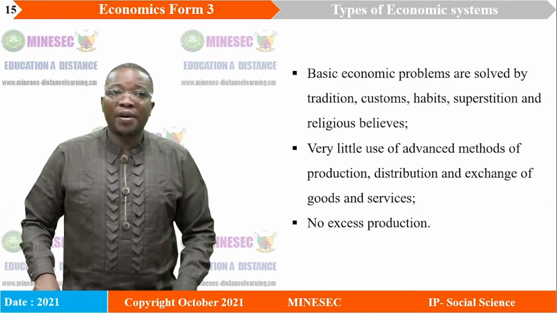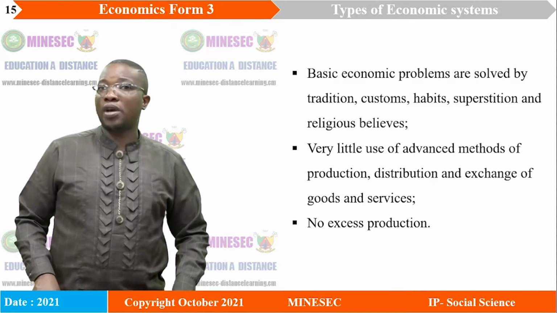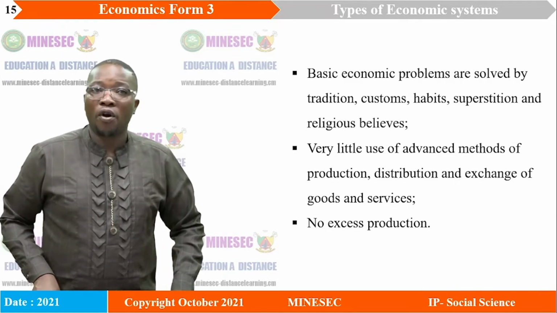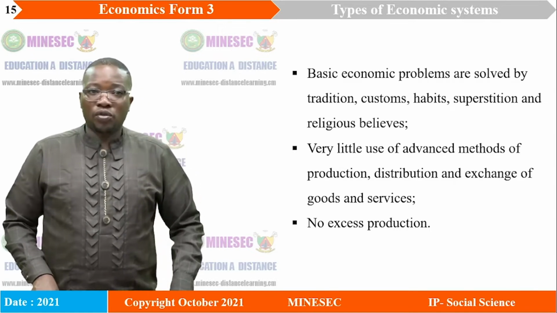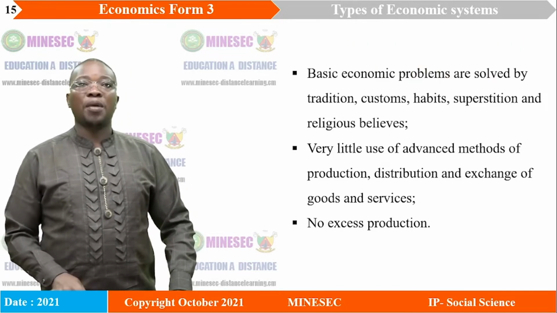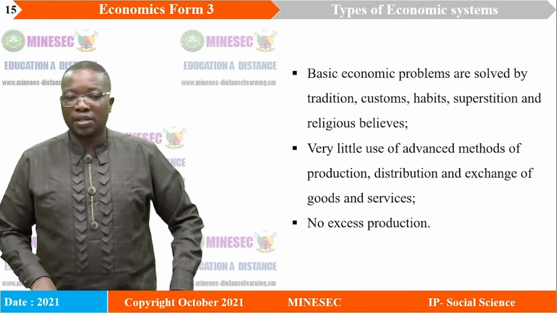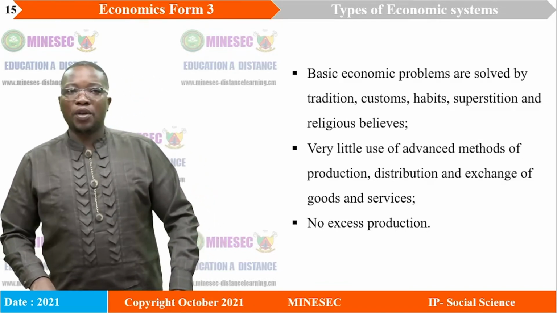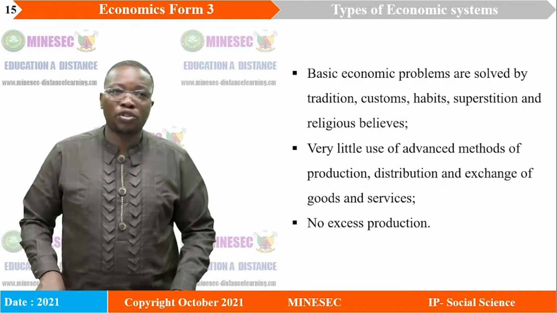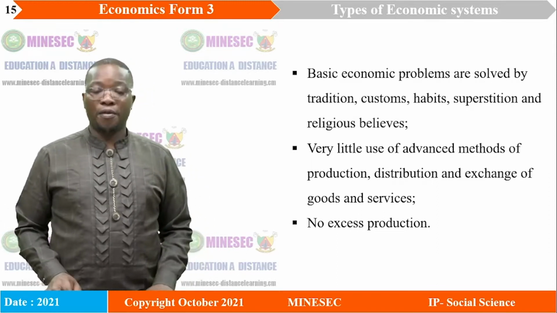To add, there is very little use of advanced methods of production, distribution, and exchange of goods and services here. There is limited use of advanced methods of production, distribution, and exchange of goods. One thing that you are going to notice also is that in this type of an economic system, there is no excess production. Since people produce for home consumption, for family consumption, there is no excess production. It is in situations where they will have to be producing for selling, like in a market economic system, where there is excess production. For a traditional economic system, there is no excess production, as production is mainly for family consumption.